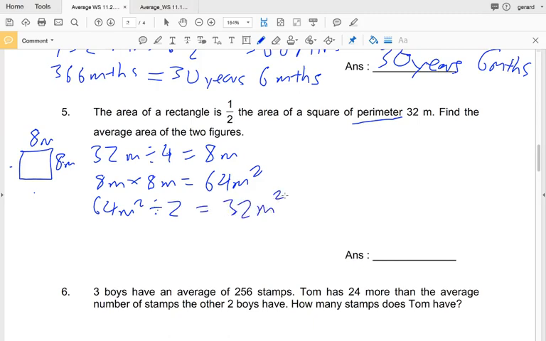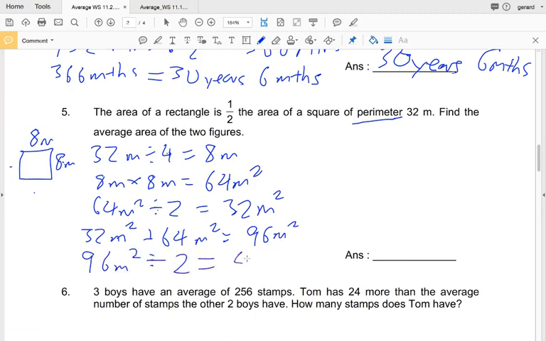Okay, you can times half. You notice 64 divided by 2 and 64 times half is the same thing. Alright, if you can imagine it in your head, half the area of a square means that it's probably the square itself cut into half or something like that. Okay, now with these two, we have to find the average area of two figures, right? Use the same method, 32 meters square plus 64 meters square will give you 96 meters square. Average will be 96 meters square divided by 2 will give you 48. Okay, so that's the answer.